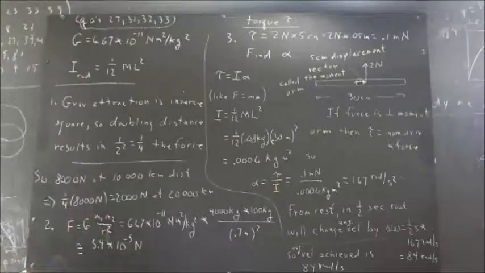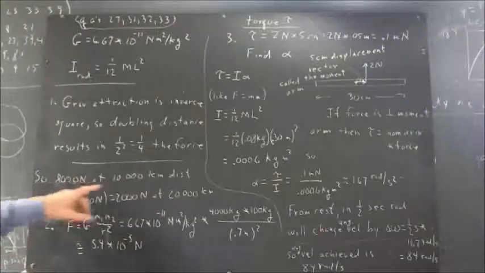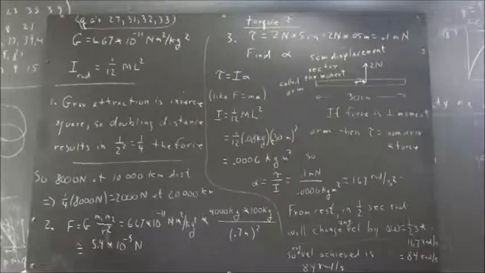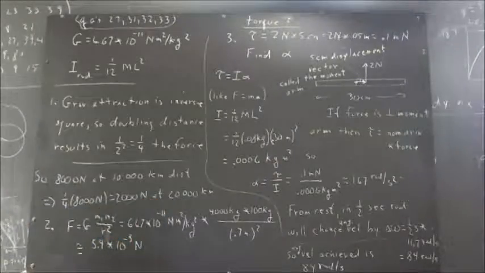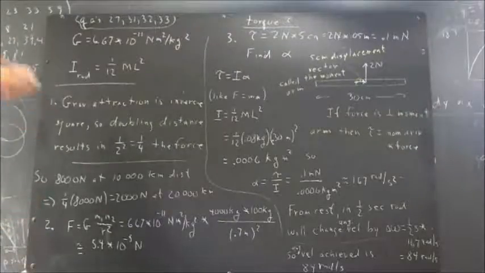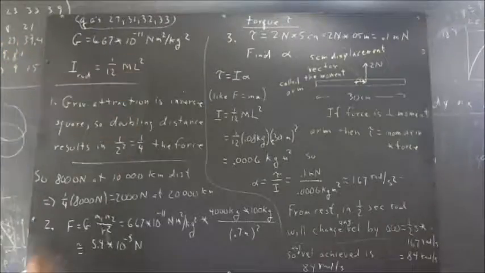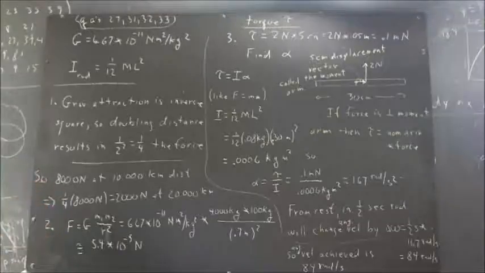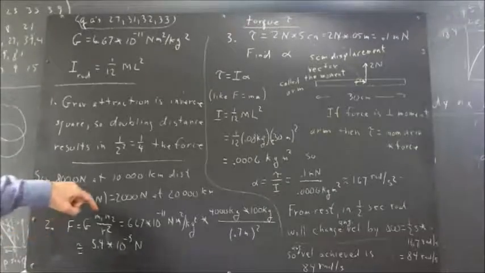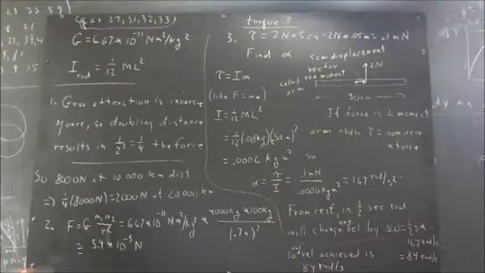Okay, well, that's exactly what we say here. The 8,000 newtons at 10,000 kilometer distance implies 1/4 of that, or 2,000 newtons at the 20,000 kilometer distance. Now, for this problem, we didn't ever have to use the gravitational constant. We didn't ever have to use Newton's law of universal gravitation, the F equals big G M1 M2 over R squared formula.